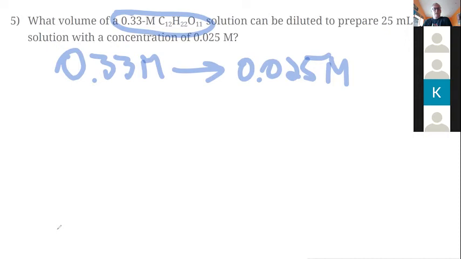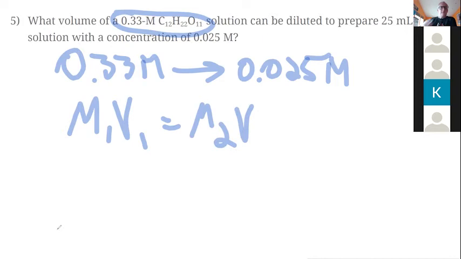M1V1 equals M2V2. Now what does M and V stand for? V is for volume, M is for molarity. Right. So you could also say C1V1. C stands for concentration and molarity. So either way. So, and why does this formula work?